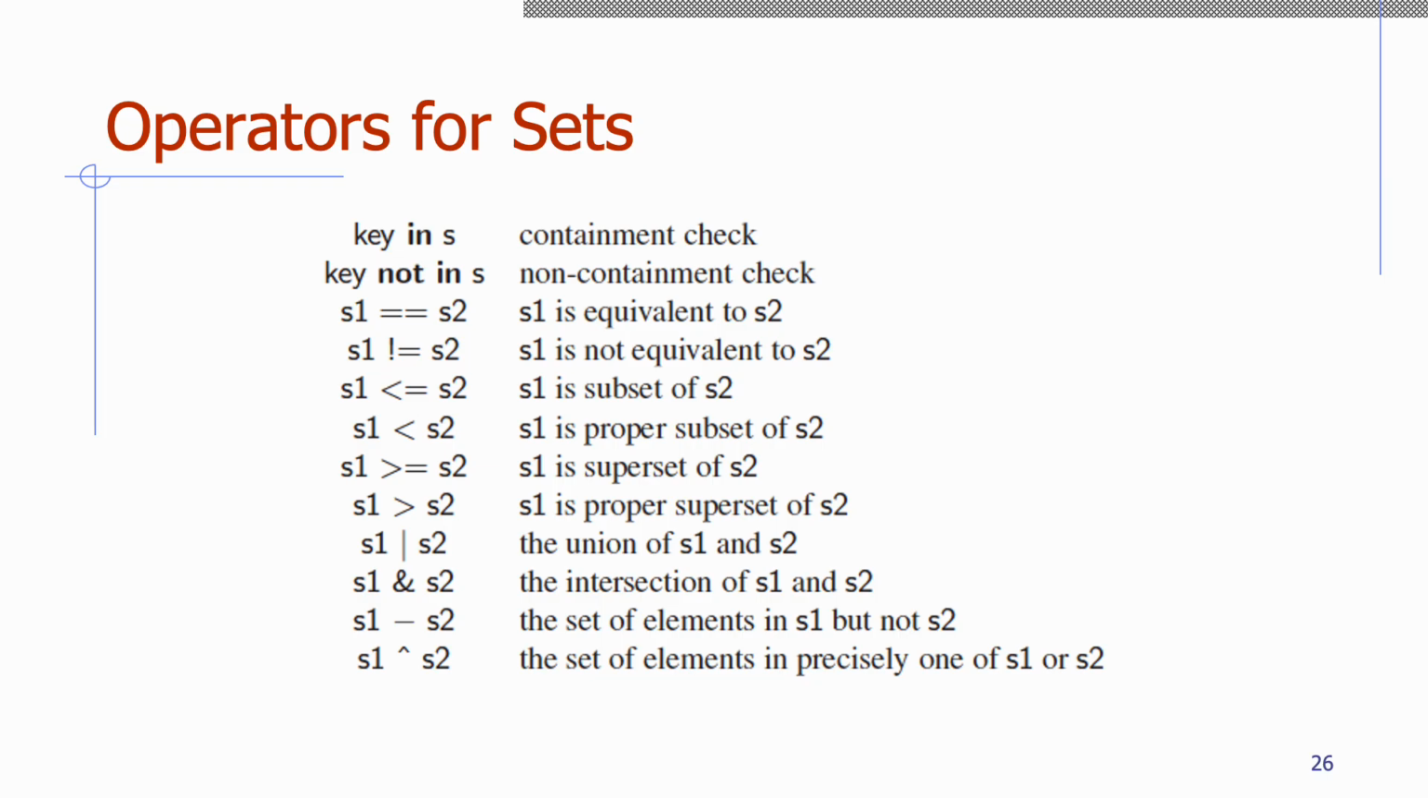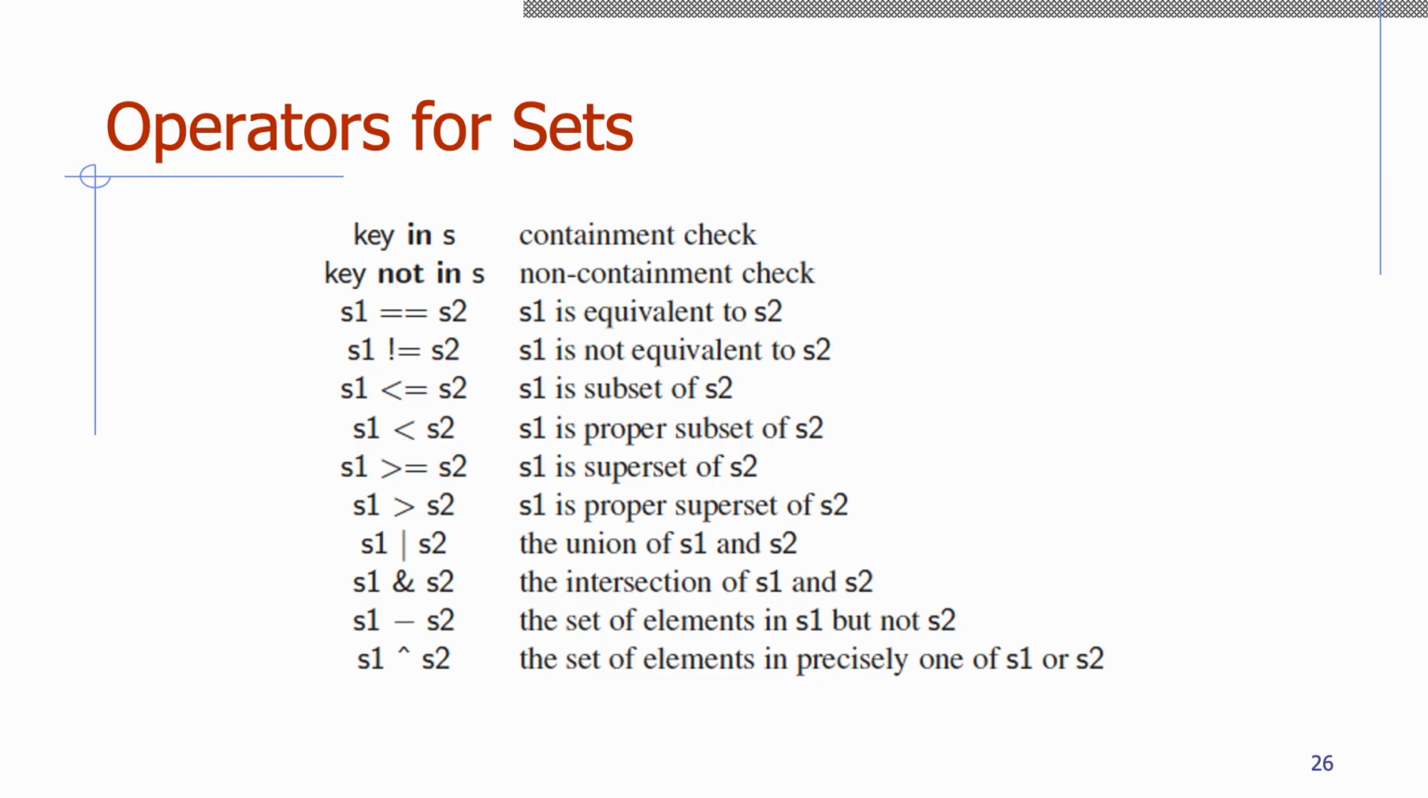Here we see some operators for sets. Key in S, key not in S. These are containment and non-containment checks. We have equivalent check, not equivalent check, subset check, proper subset, superset, and proper superset. And this OR operator that we saw earlier means the union of S1 and S2.